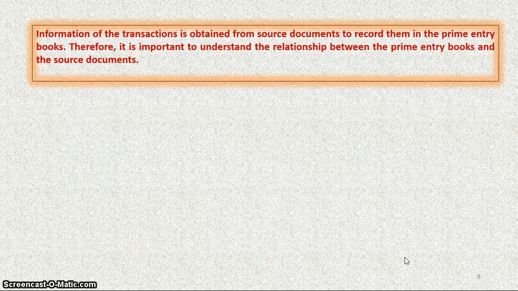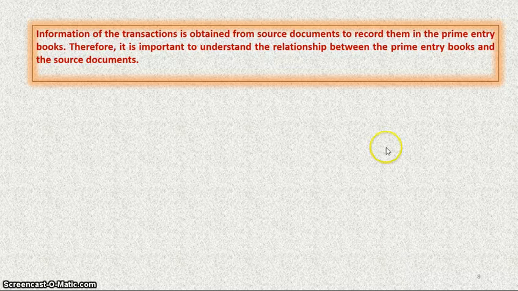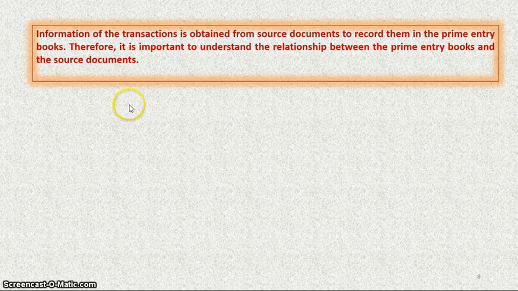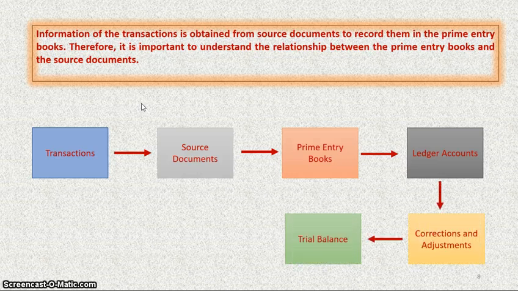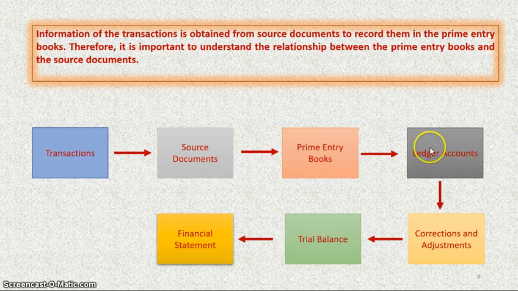Information of the transaction is obtained from source documents. Now we are going to the next part, source documents. You would have seen when I showed you this before, there is the transaction, the ledger, and you know what a prime entry book is, and there is something called a source document. So it is important to study the relationship between the source documents and prime entry books. What are these source documents? Information related to a transaction can be found in the source document.